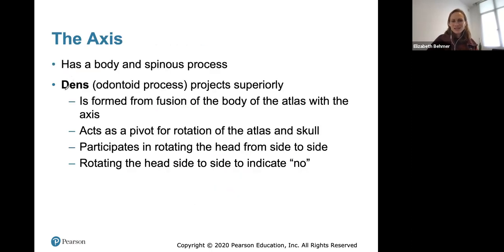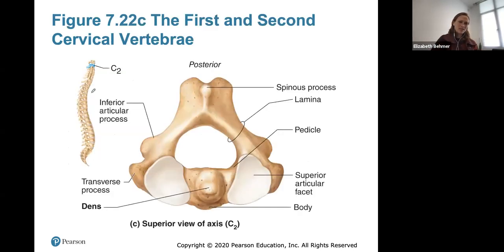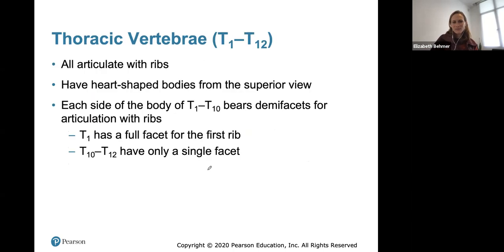The axis is C2. It has a body and a spinous process. It has a dens, which looks like a thumbs up sign, and helps to rotate and pivot the atlas to the skull, and this allows you to shake your head no. So this is the axis, C2. This is the dens, which kind of looks like a thumbs up if we look at it from the side. So that's C2, the axis.